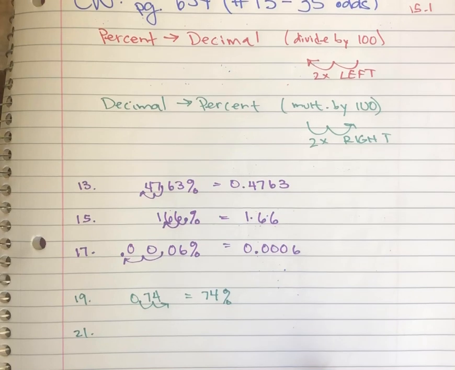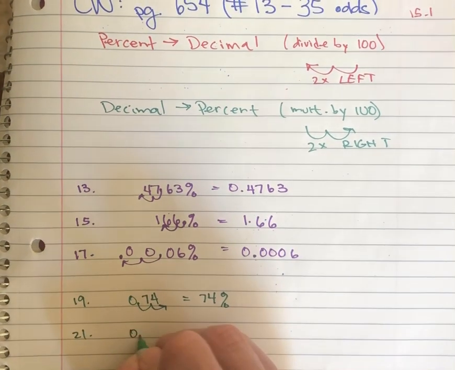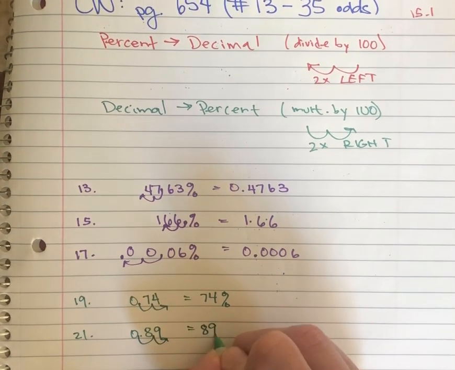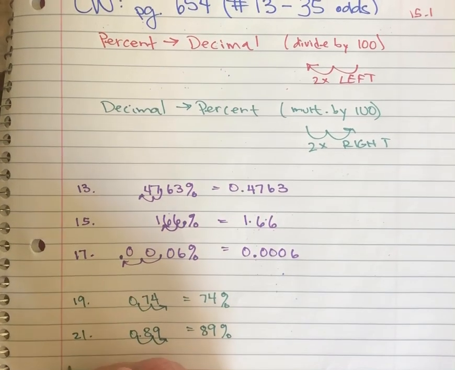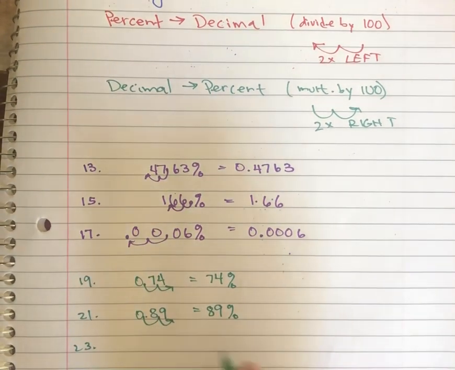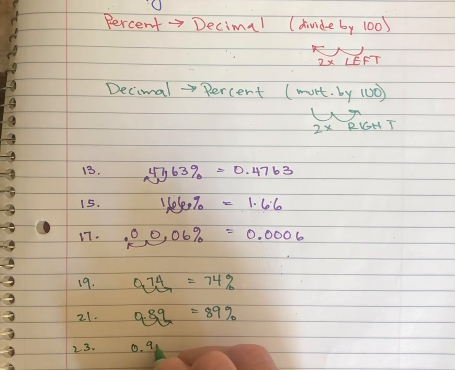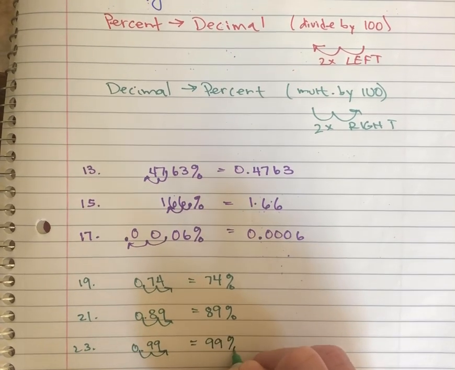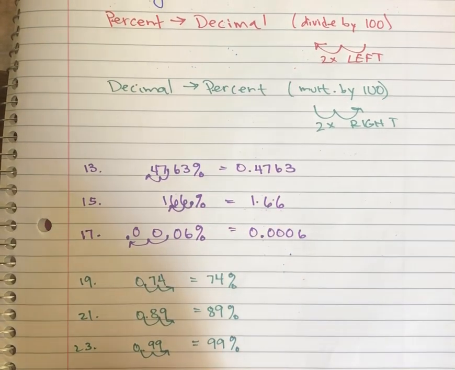21. 89 hundredths, twice to the right, 89%. 23. 99 hundredths, twice to the right, and we get 99%. 25.